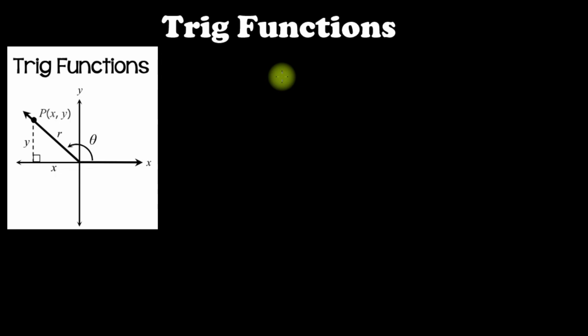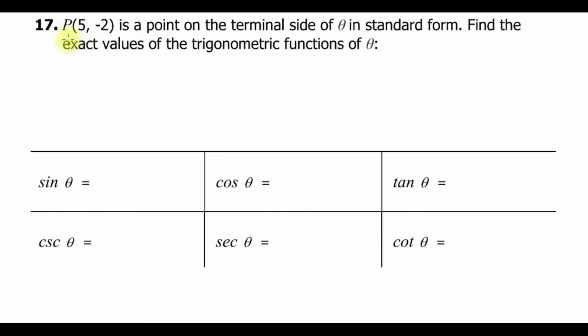exact values of the trig functions given a point on the terminal side of theta in standard form. So here you're given point P that is at (5, -2) on the terminal side of theta in standard form. Find the exact values of the trig functions of theta. So we have to come up with these 6 trig functions. Okay, so first thing I'm going to do here is to graph the point (5, -2).